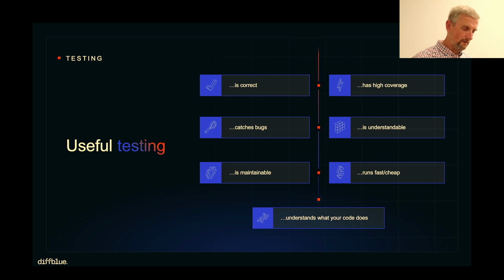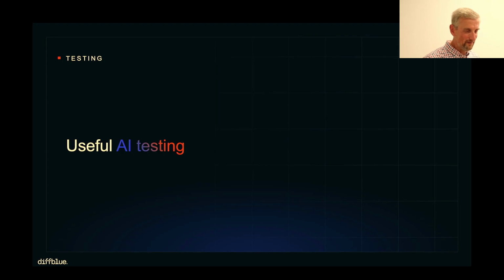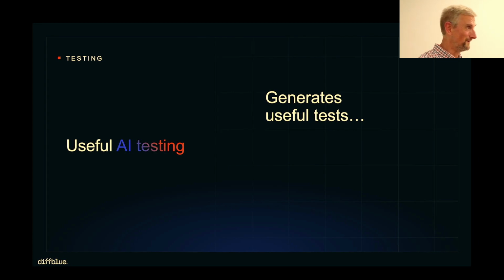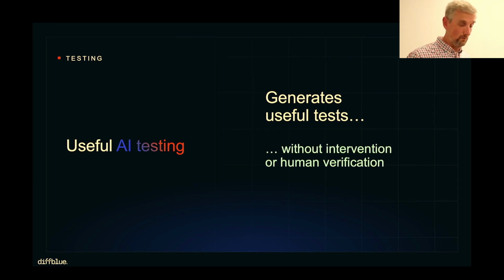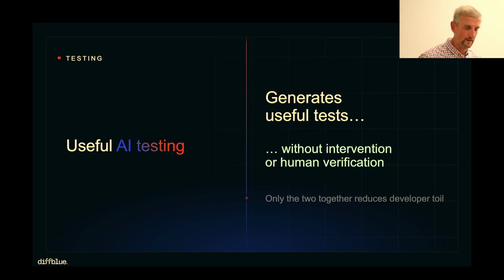And then finally, it needs to understand what your code does. So it's no good testing the comments. You've got to actually test the code. You can see where that's going. All right. So what does useful AI testing look like? That's useful testing without AI in the loop. What does useful AI testing look like? Well, it must generate useful tests, I would contend, with all the things we've just looked at. But also, I think, and we think, without intervention or human verification, because as soon as you introduce a human into the loop, you've lost some of the value of AI. If you can't generate tests without getting involved, your scalability is gone at that point. Now, we can argue about whether that's true or not, but that's certainly the position we take.